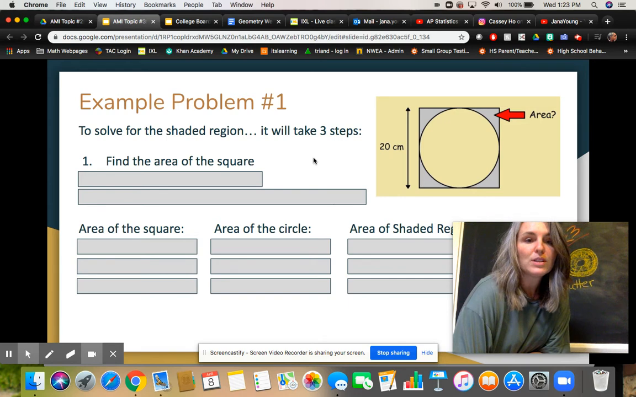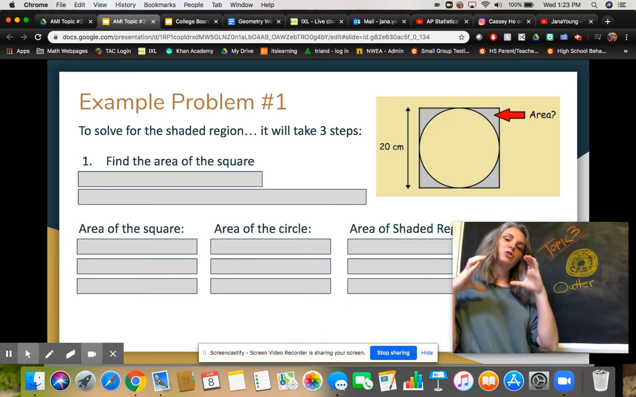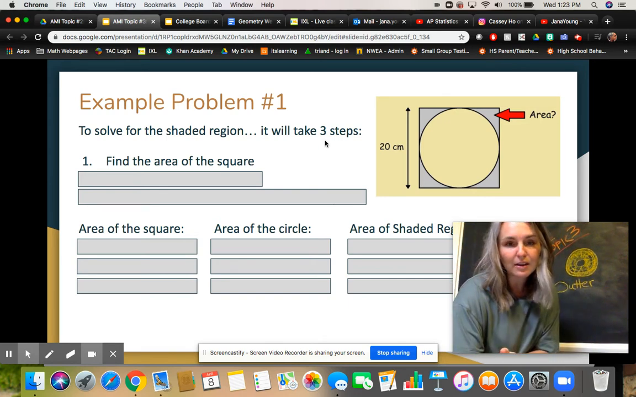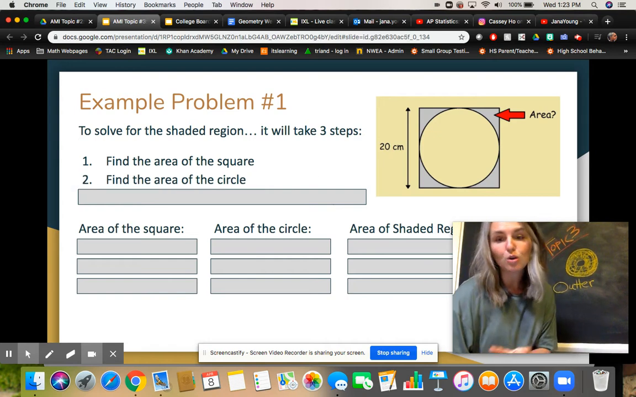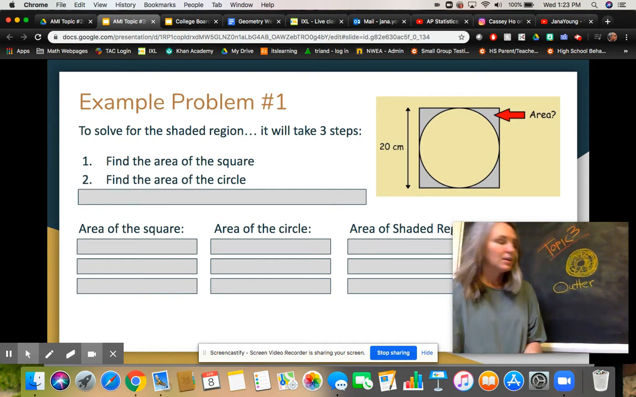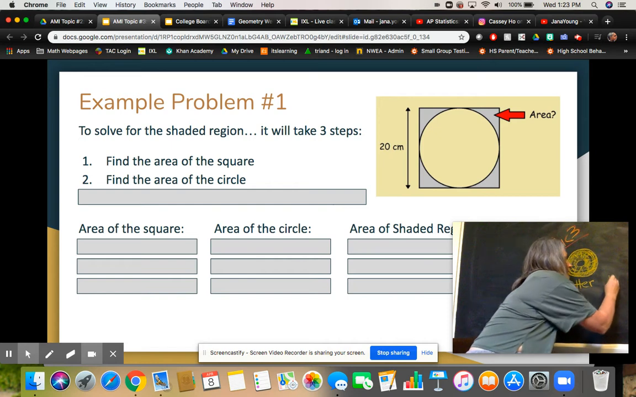Okay, so once I find the area of the outside figure, which is the square in this case, then I'm going to find the area of the circle, which is the inside figure. So then I find the area of the inside figure.